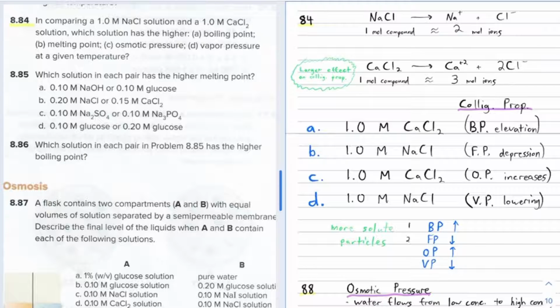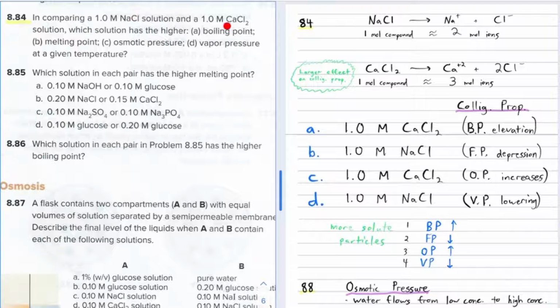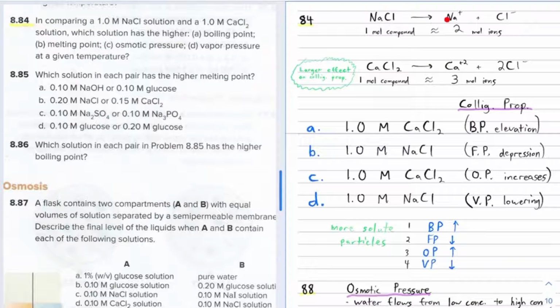1, 2, 3, 4. So notice that the concentrations are the same, 1 molarity and 1 molarity, but the key here is how many particles. This is the concentration of compounds, but these are ionic compounds, and ionic compounds dissociate. Sodium chloride dissociates into sodium cations and chloride anions, and for every 1 mole of this, you get 1 of these and 1 of those. That's 2 moles of ions.